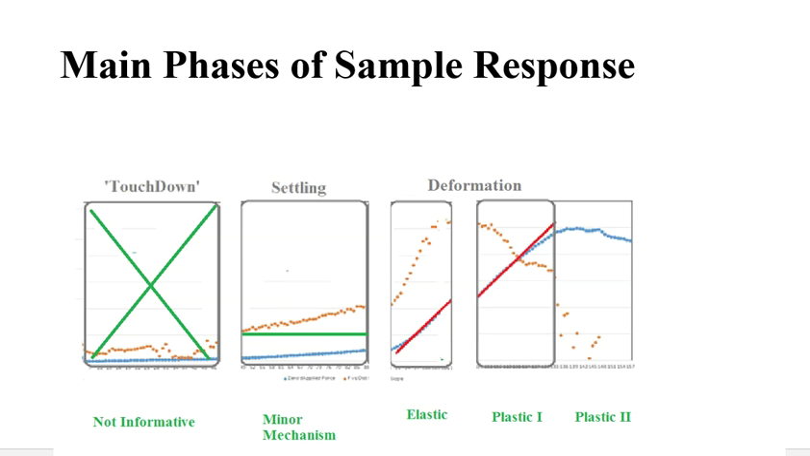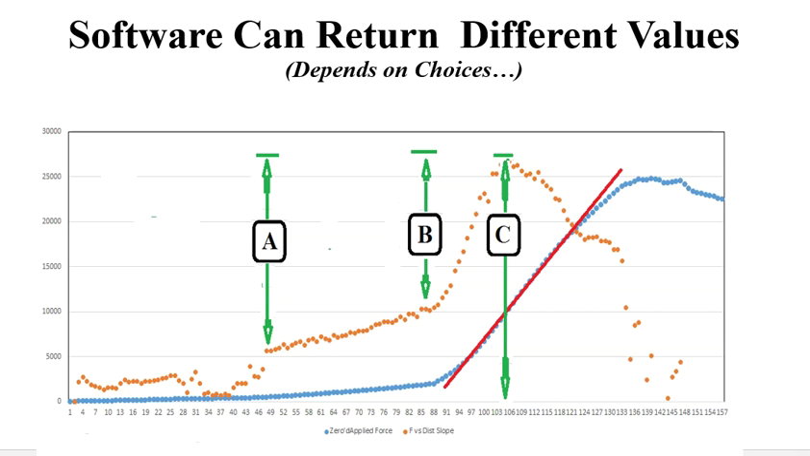Then you have the elastic deformation region. Then you finally start to see a little bit of plastic deformation where the slope now decreases at the far right-hand side of plastic 1. And then you see a significant decrease in the values, and that'll be irreversible deformation of the sample.